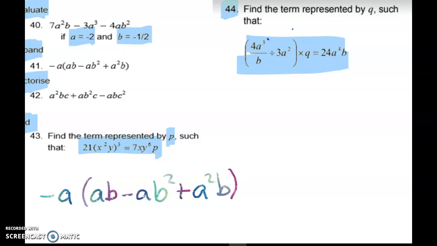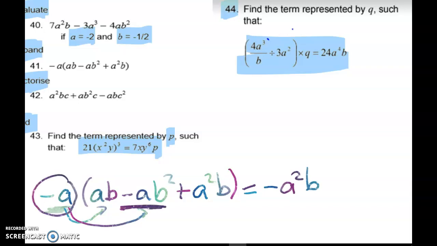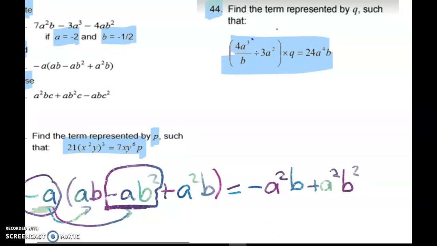So we're testing whether you really understand your index rules. Here, we're going to go negative a times each bit in here. So the first part will be negative a squared b. Then I've got a negative times a negative. So that's going to give me plus a squared b squared. And the last term will be take away a cubed b. Okay, so not too much to that question, only one straight up line of working.